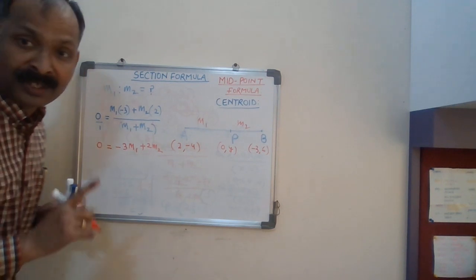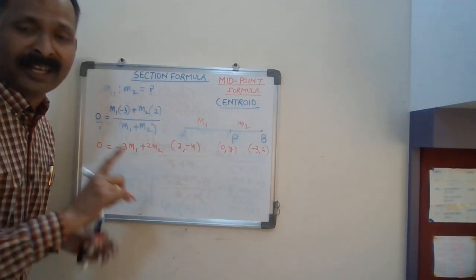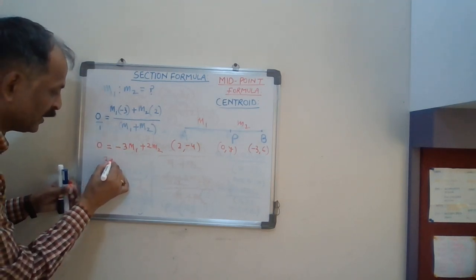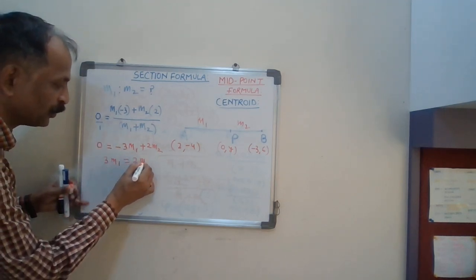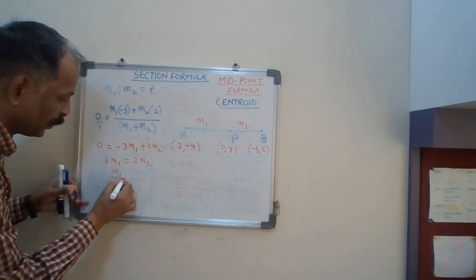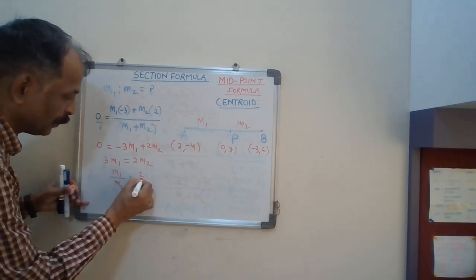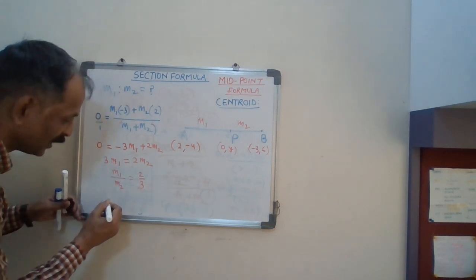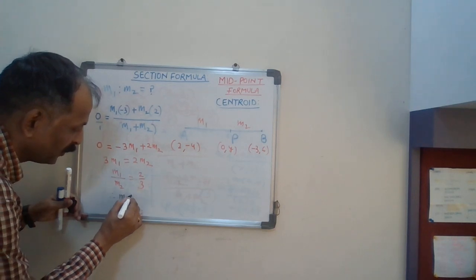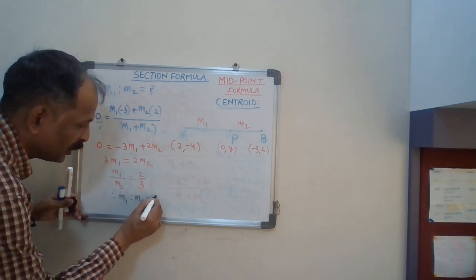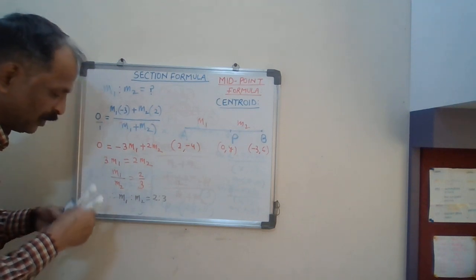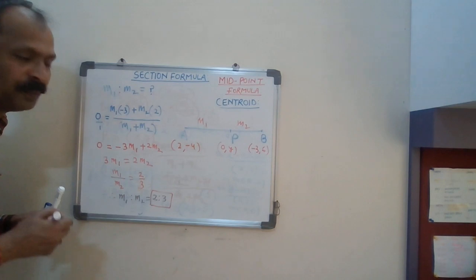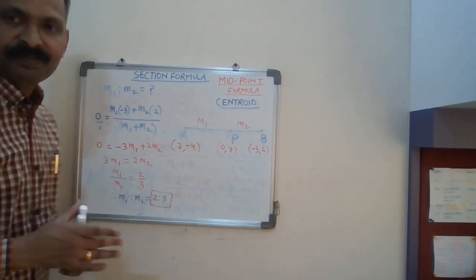See, ratio will never come in negative. Please remember it. If you are getting negative, means you are going wrong. So you can shift. So 3m1 equal to 2m2. So m1 upon m2 equal to 2 upon 3. But write answer in ratio, otherwise you will be marked 0 for the answer. Therefore, m1 ratio m2 is 2 ratio 3. Please make a note. You have to write answer in ratio only. Don't write in fraction form. 2 ratio 3. Easy? Are you following?